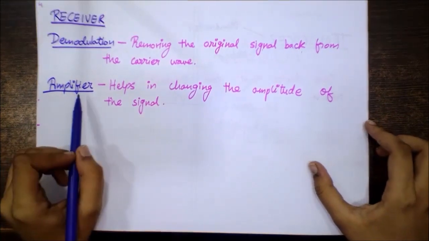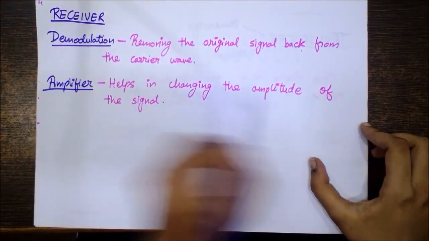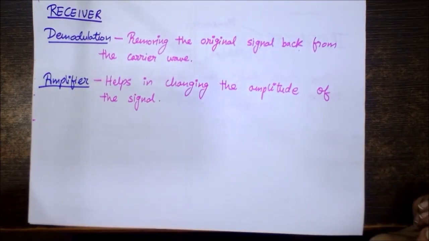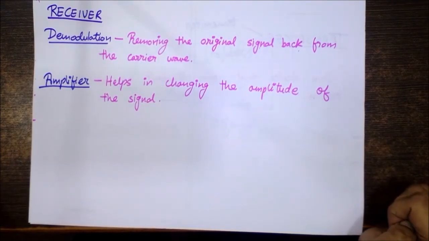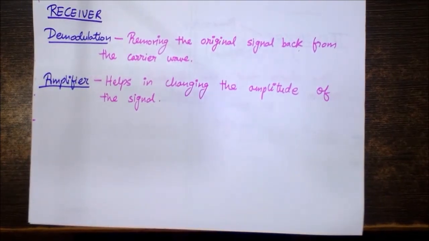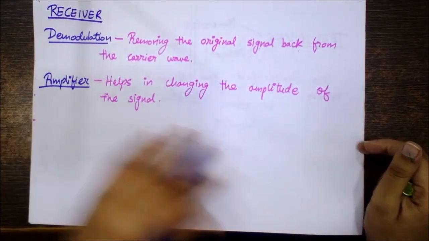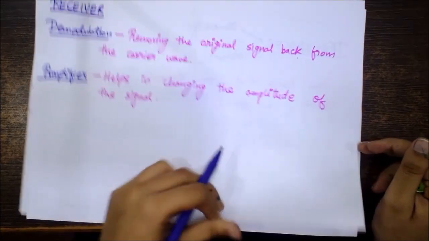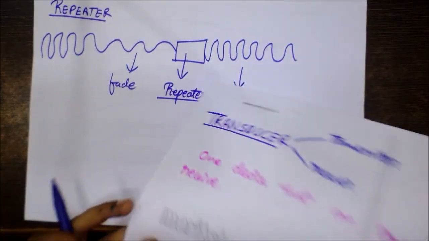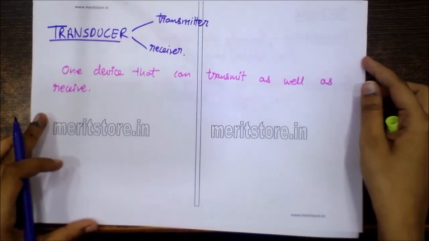And it has an amplifier. It helps in changing the amplitude of the signal. After receiving the signal, if the user of the information finds that the signal does not have the strength required, the volume required, then it can be amplified by using an amplifier which is built into a receiver. Okay. Now we'll talk about two important terms.